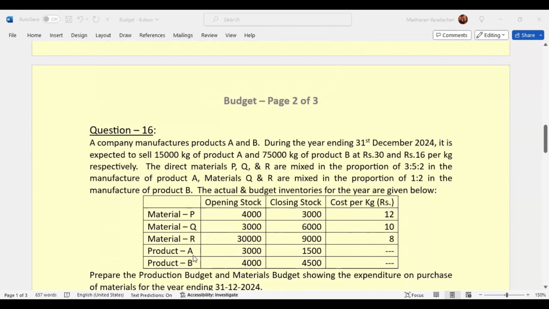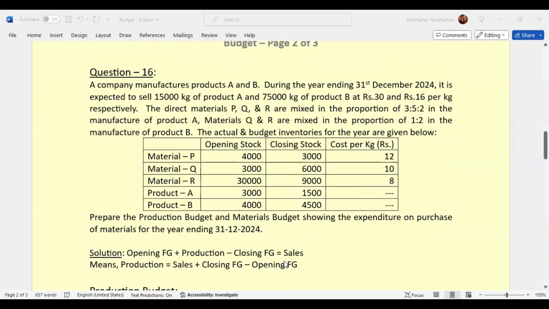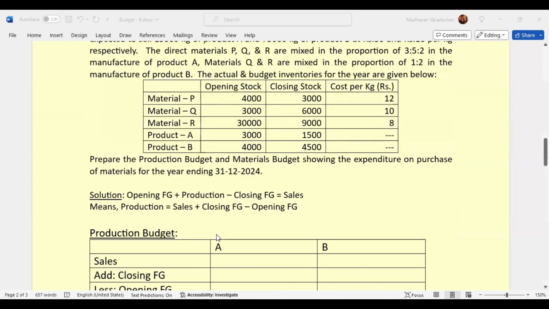Material P, Q, R, and then product A, B, they gave us opening stock, closing stock, and for material, they gave us the cost per kg. Prepare the production budget and materials budget showing the expenditure on purchase of materials for the year ending 31st December 2024. So we have now opening finished goods plus production minus closing finished goods should be the sales. Means production can be calculated as sales plus closing finished goods minus opening finished goods.